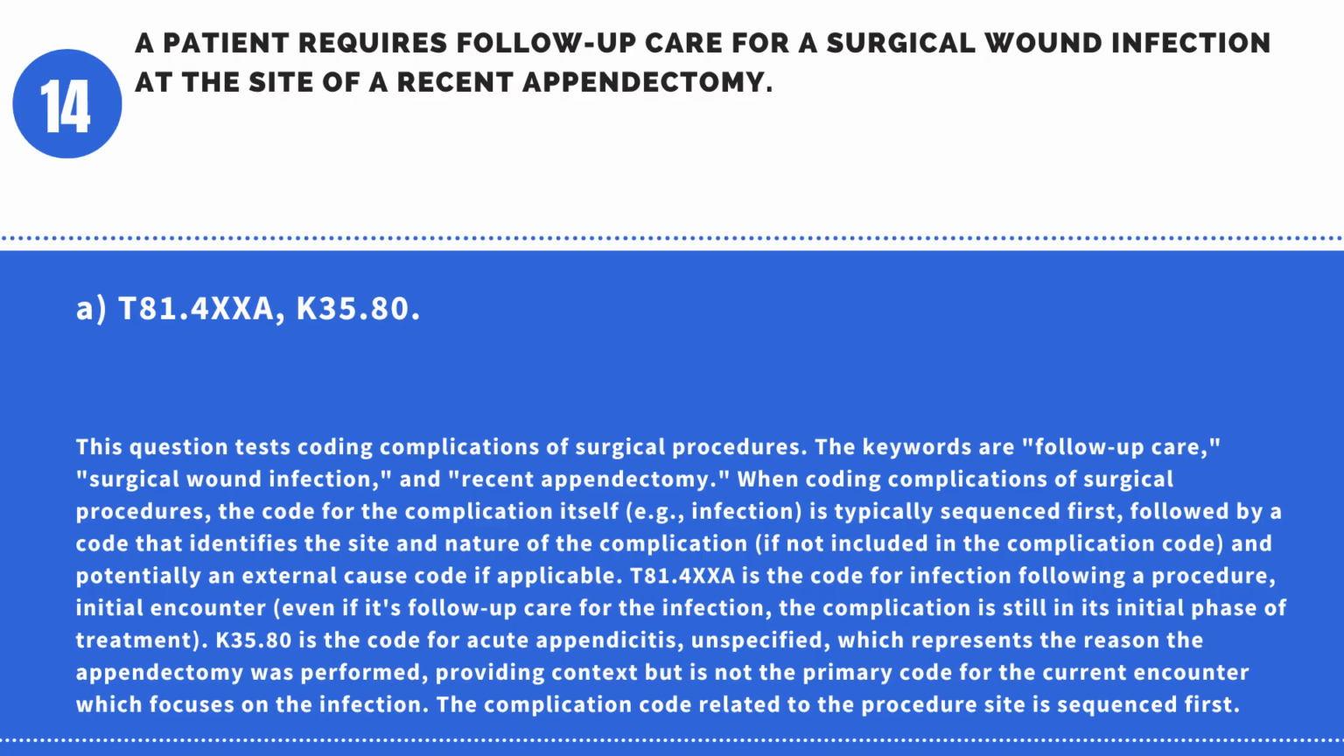K35.80 is the code for acute appendicitis, unspecified, which represents the reason the appendectomy was performed, providing context but is not the primary code for the current encounter, which focuses on the infection. The complication code related to the procedure site is sequenced first.